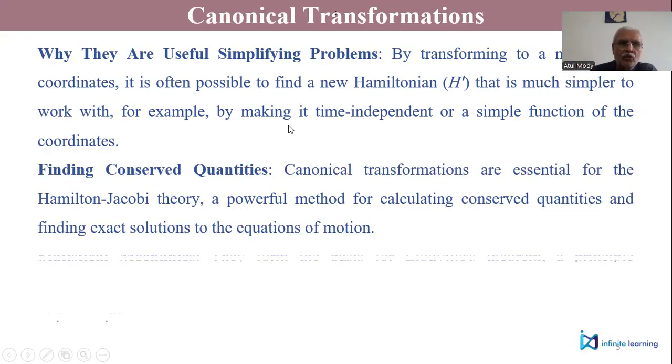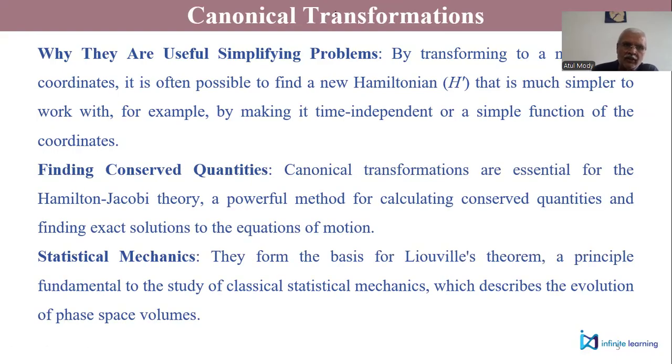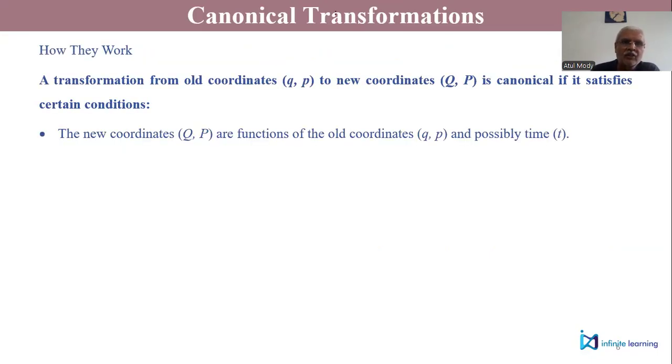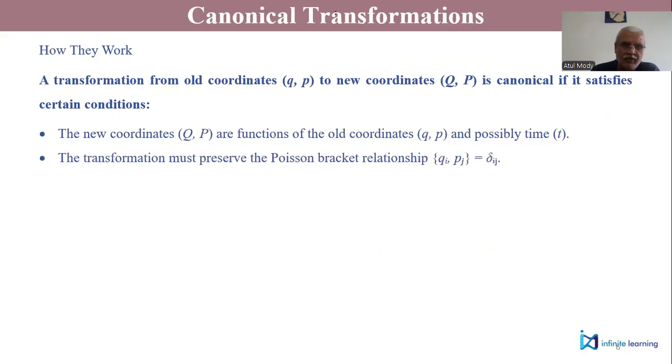I've already told you why they are useful. Many times when you make a transformation, you find that in the new coordinate system, your new Hamiltonian is independent of a particular coordinate. That becomes an advantage because then the corresponding momentum is a conserved quantity. So how does it work? You transform. Poisson brackets we will be talking about in the second part, so we will ignore that part.